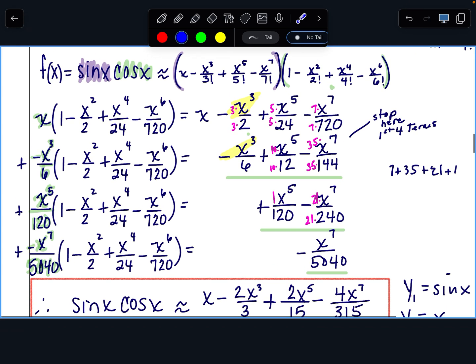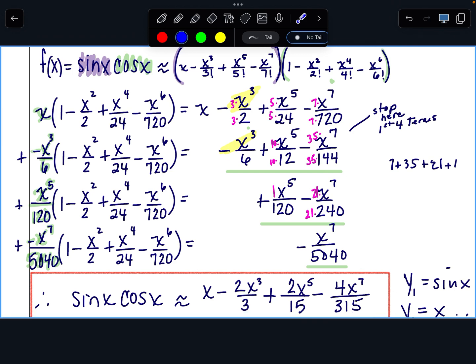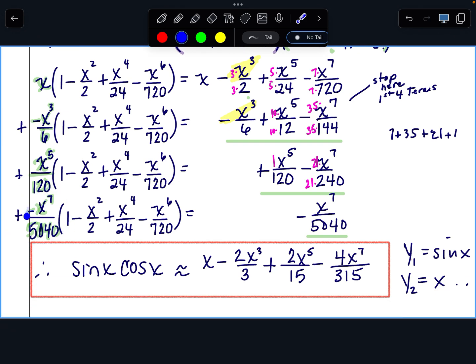Now we continue to do this, but notice that your first term in your distribution then moves over in the columns. So you have an x to the 5th over 120 is positive. x times 1, and then x to the 5th times minus x squared over 2 is going to give you this x to the 7th over 240, but it's negative. Okay, then we're going to stop right there on that one. And then with the last one, we're going to take the negative x to the 7th over 5040 times 1, and that gives us that 5040.